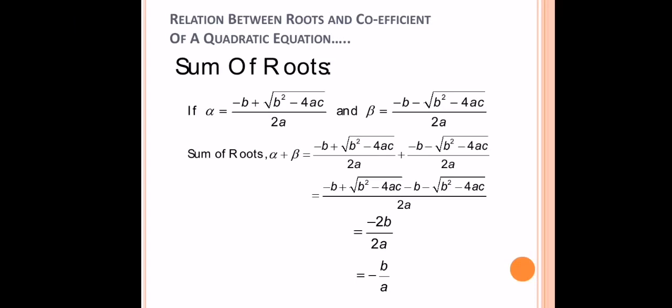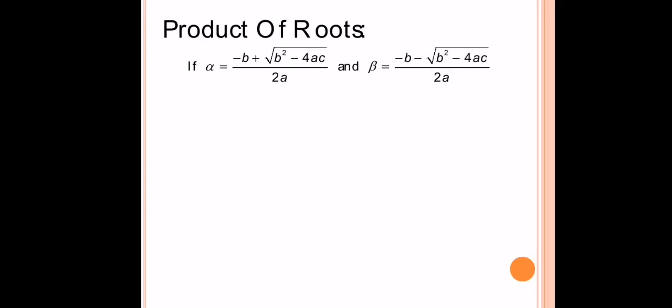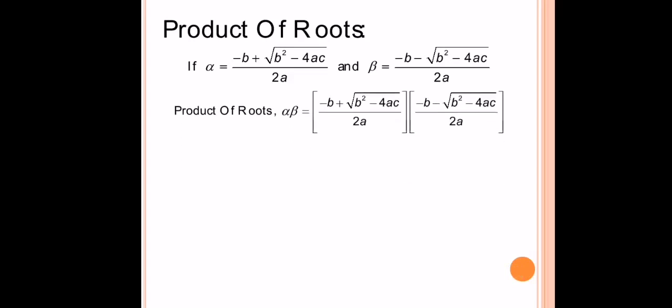Similarly, we are going to find out the product of roots as well. The sum of roots which we just found out is minus b by a. For the product of roots, we are once again taking alpha equal to minus b plus under root b square minus 4ac divided by 2a, and beta equal to minus b minus under root b square minus 4ac whole divided by 2a. If we multiply them, we get minus b plus under root b square minus 4ac times minus b minus under root b square minus 4ac. Here the two terms to be multiplied are similar to a plus b and a minus b, so we can make the multiplication easier by using the formula a plus b times a minus b is equal to a square minus b square.